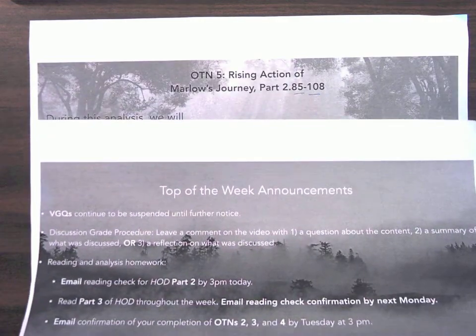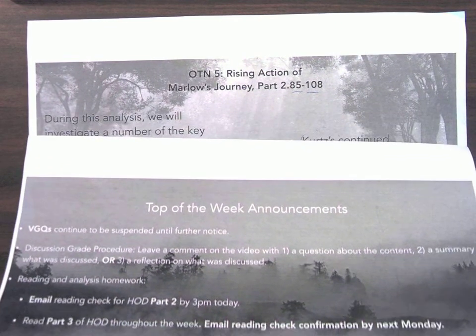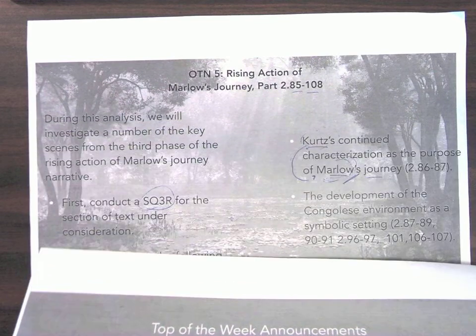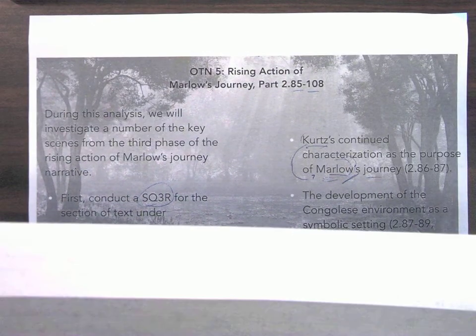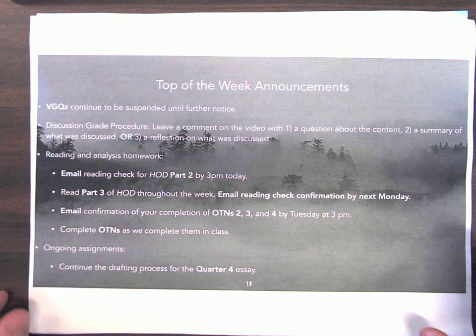Today we're going to be finishing up OTN 5, which analyzes the third phase of Marlowe's pilgrimage or journey. On pages 85 through 108, we're finishing this point about the development of the symbolic significance of the Congolese environment that Marlowe continues to immerse himself in, and as he does so, realizes or comes to terms with some of the realities that Conrad wants to communicate about the natural world to you, his reader.